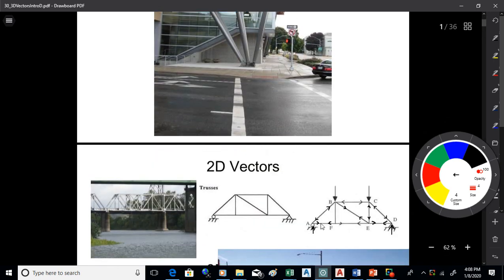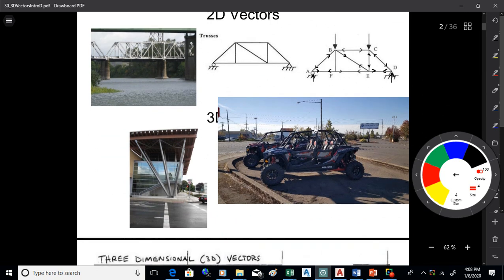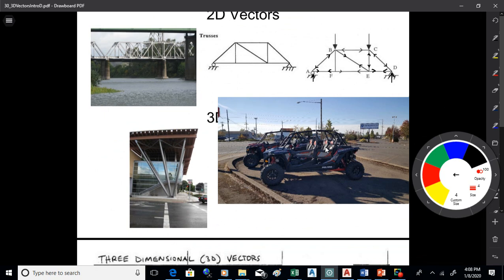So, a lot of problems we do analyze in two dimensions. Like a truss bridge, you do it that way. But the struts that are holding up that roof or the frame on that vehicle there, they're three-dimensional, so we have to handle them that way. Okay. So this is another thing that we got to deal with. We got to do 3D vectors.